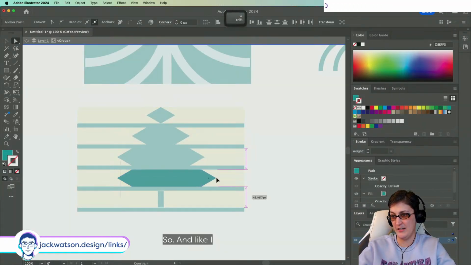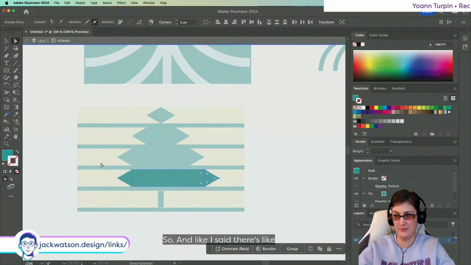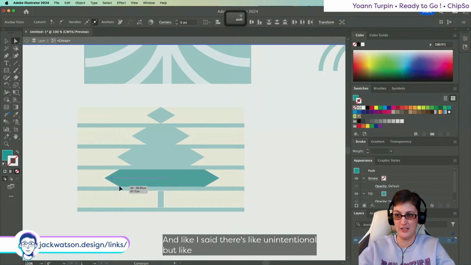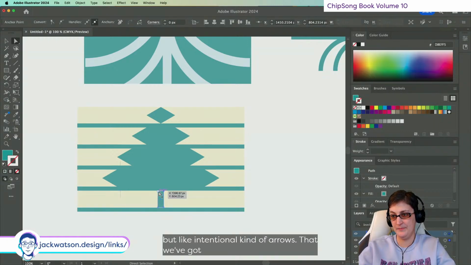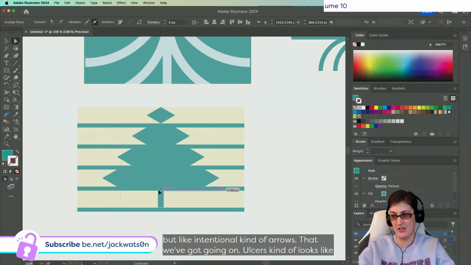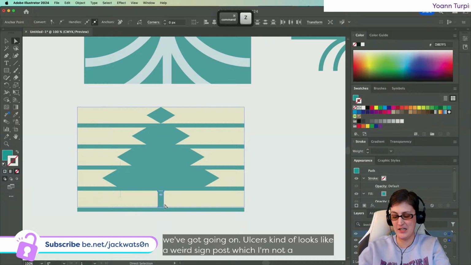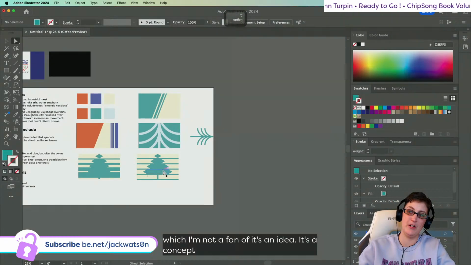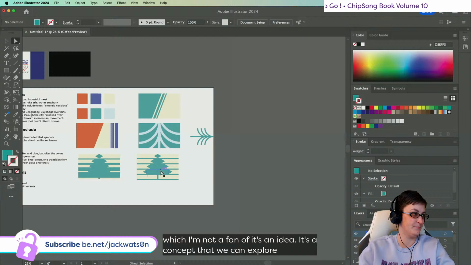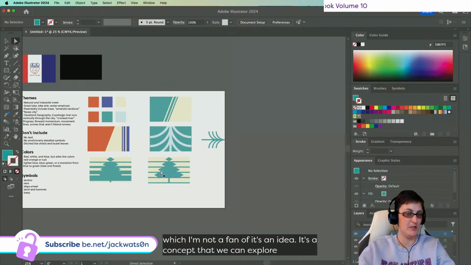And like I said, there's unintentional, but also intentional, kind of arrows that we've got going on. Also it just kind of looks like a weird signpost, which I'm not a fan of. It's an idea. It's a concept that we could explore. Could be a sunset on the lake.